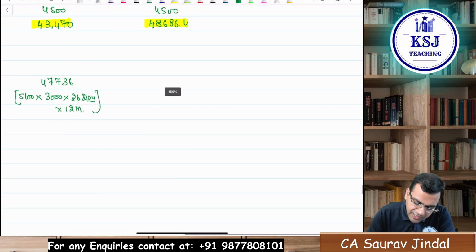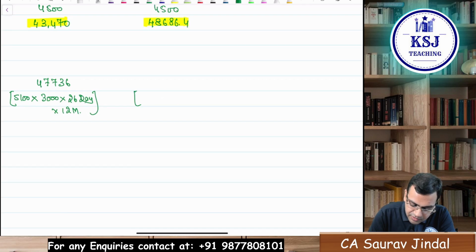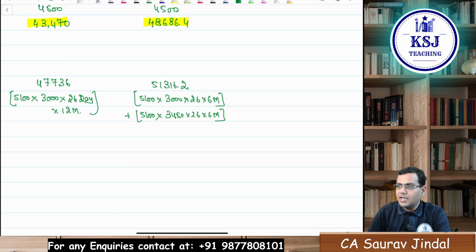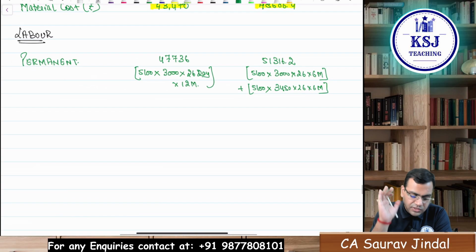Okay. So how you will take here? You will take 5,100 employees, 3,000 every day, 26 days in a month multiplied by 6 months plus 5,100 employees. Now how much they will get? 15% increase. That is, they'll get here 3,450, 26 days in a month and 6 months. Right? This is what we have to take here. So what the value you will get here is 51316.2. This is the value that you will get for the permanent workers. Is that clear?